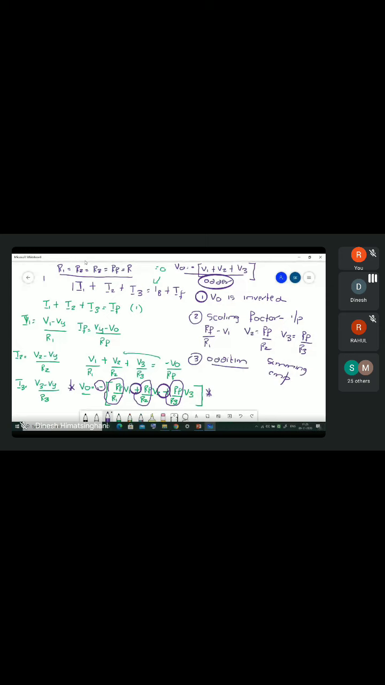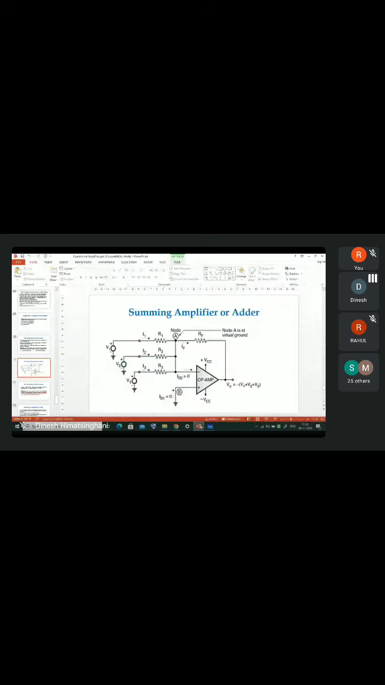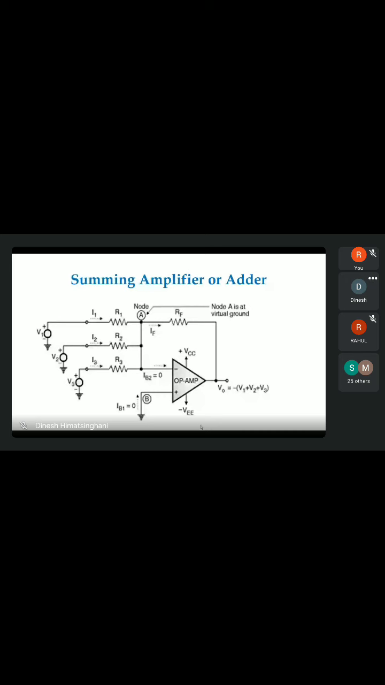Let me now come to the PowerPoint, and I'm going to give you 2 minutes to understand this circuit before I start. Whatever I have done in the derivation, I've shown you how it is a summing amplifier. I've shown you how it is an adder. When all the four resistances are equal, R1 equal to R2 equal to R3 equal to RF, then the circuit works like an adder.